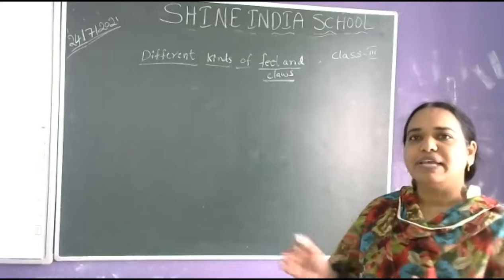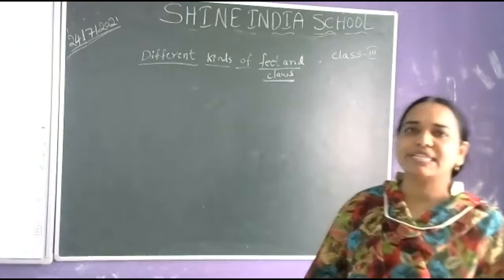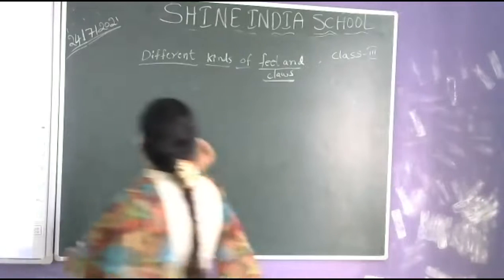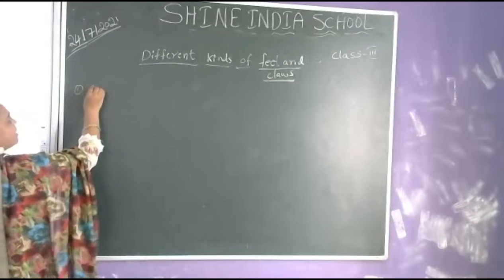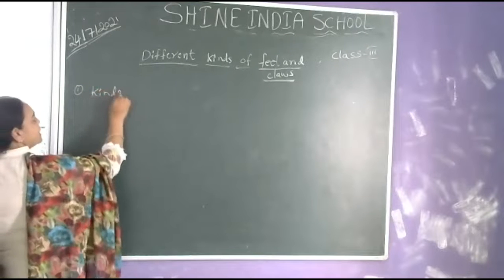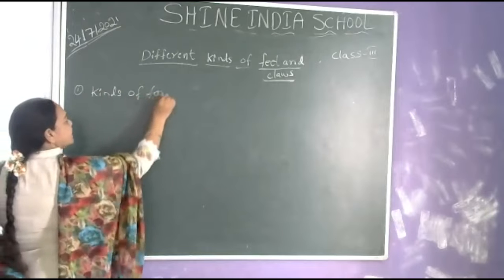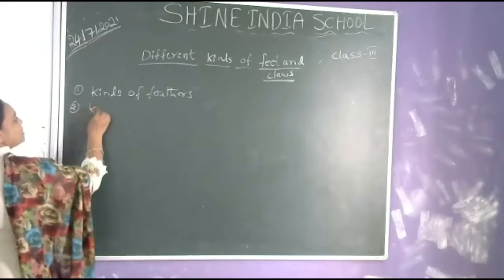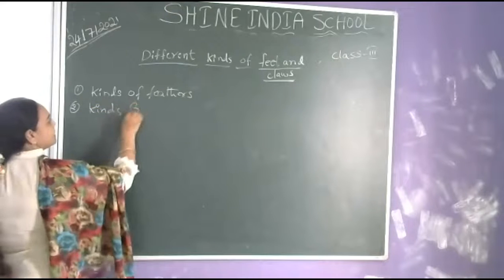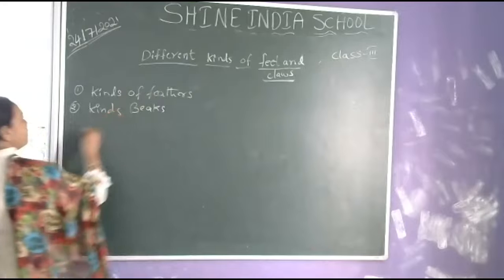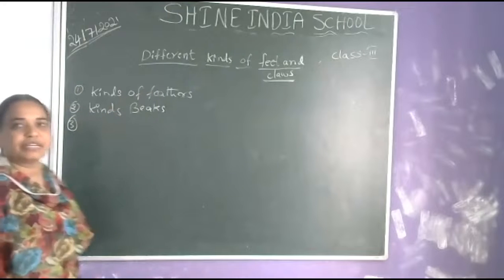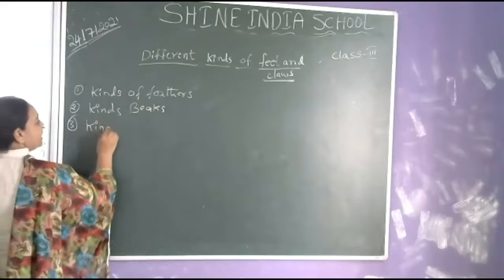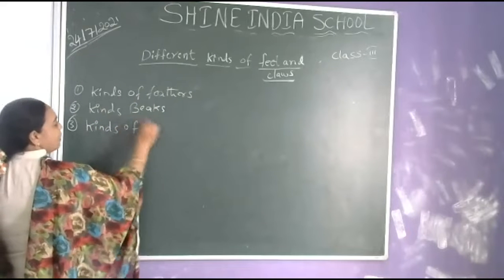So we are discussing the features of birds. We discussed the different features. First, we discussed the different kinds of feathers. Second feature we discussed: types of beaks. Third feature is different kinds of feet and claws.